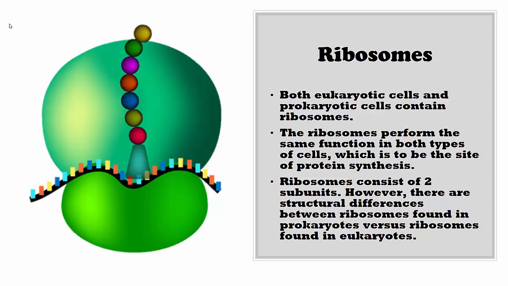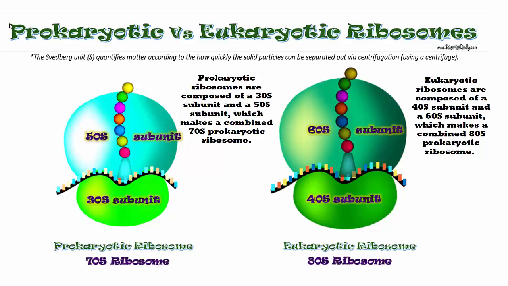Ribosomes consist of two subunits. However, there are structural differences between the ribosomes found in prokaryotes versus ribosomes in eukaryotes. Prokaryotic ribosomes are composed of a 30S smaller subunit and a 50S larger subunit, which combine to make a 70S prokaryotic ribosome. The eukaryotic ribosomes are composed of a 40S smaller subunit and a 60S large subunit, which makes a combined 80S ribosome. I'm sorry, that should say eukaryotic ribosome.